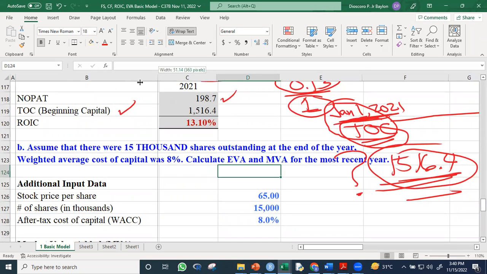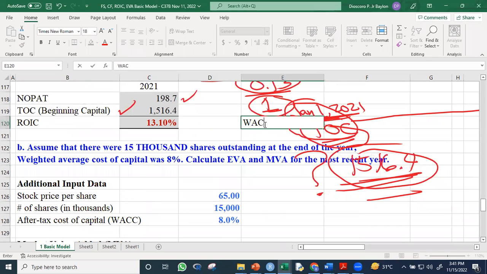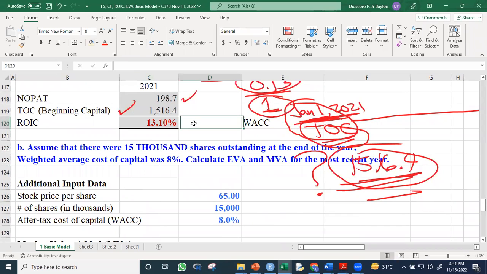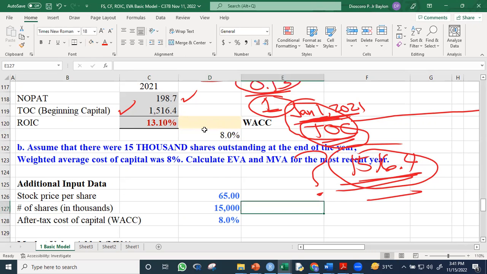Okay, the company earned ROIC 13.1%. Now the question is how much was the cost of capital to the company? When we say cost of capital, how much was the cost to the company of producing capital? And that's what the WACC is, the weighted average cost of capital. And the WACC is 8%. Okay?